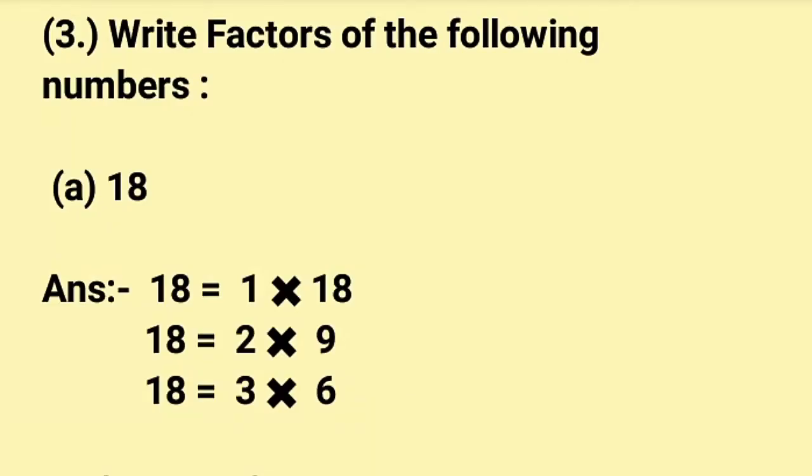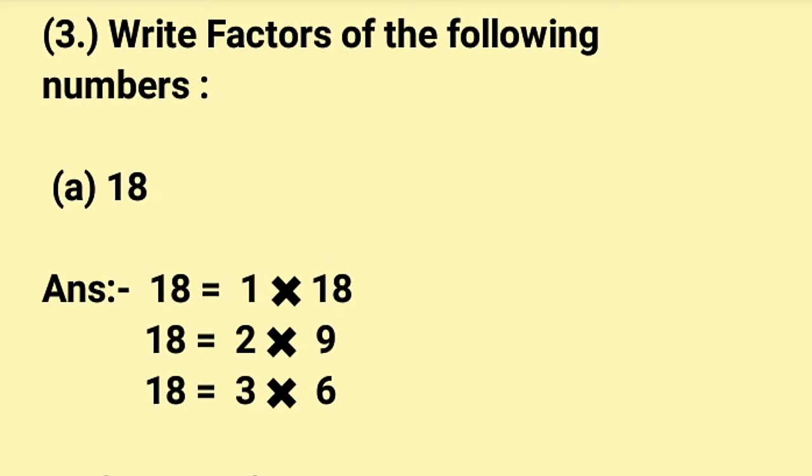Now third part is write factors of the following numbers. A part 18. Factors means numbers in whose table 18 comes, and which when multiplied make 18. Like we will split 18 into its factors. Like 1 into 18 is 18, right? Let me tell you that the number 1 and the number itself are the two factors of every number. Like for 18, 1 and 18.